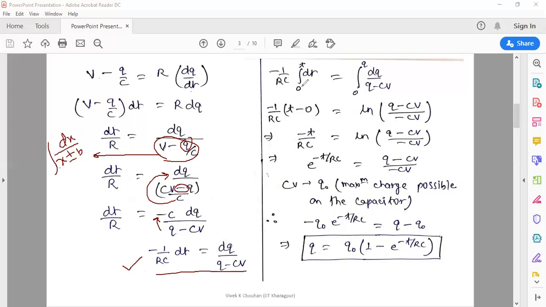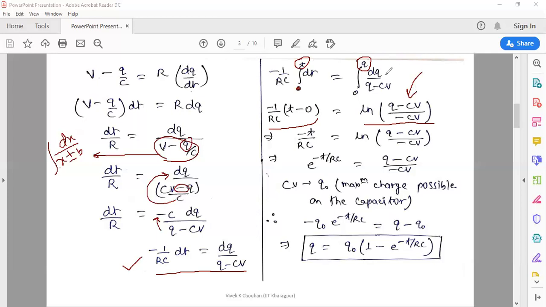Now we know that at t equals 0, there was no current and no charge in the circuit. So at t equals 0, the charge will be 0. At some random time t, we need to find the charge on the capacitor, so we have to find q at time t. After integrating, we will get this much on LHS and this term on RHS. Keep in mind, this expression has been written after putting the limits of the integration.